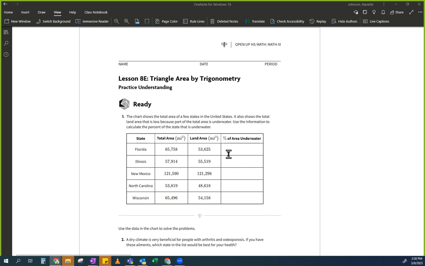So whenever we're calculating a percent, it's always going to be want over have. What you want divided by what you have. So it's asking to calculate the percent of the state that is underwater. If this is your total area and this is your land area, what's your water area? Like how much is underwater, right? That should be your first clue there. And then how would you figure that out?